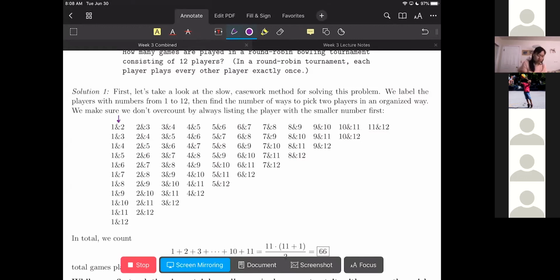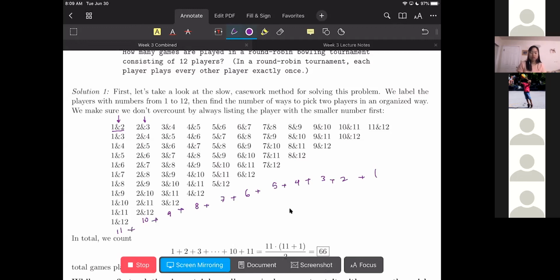So there's 11 here. And then we look at player 2. Player 2, we already counted player 1 here. So player 2 can play player 3 all the way through player 12. So there's 10 and so on. And so if we look at this whole list of different pairs of players, we can see that there's 11 plus 10 plus 9 plus 8 plus 7, 6, 5, 4, 3, 2, 1. And we can sum up all of these to get the total number.